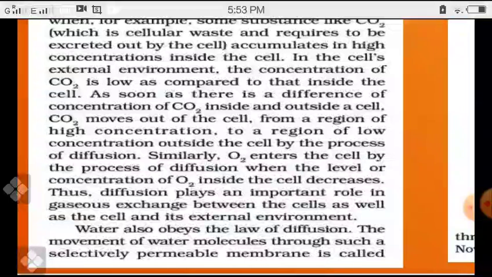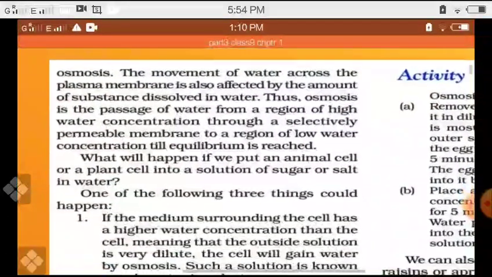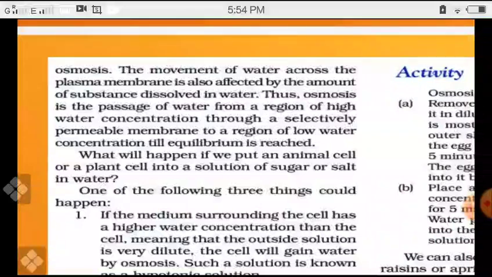Water also obeys the law of diffusion. How, let us see now. The movement of water molecules through such a selectively permeable membrane is called osmosis. The movement of water across the plasma membrane is also affected by the amount of substance dissolved in the water. Thus, osmosis is the passage of water from a region of high water concentration through a selectively permeable membrane to a region of low water concentration till equilibrium or equality is reached.